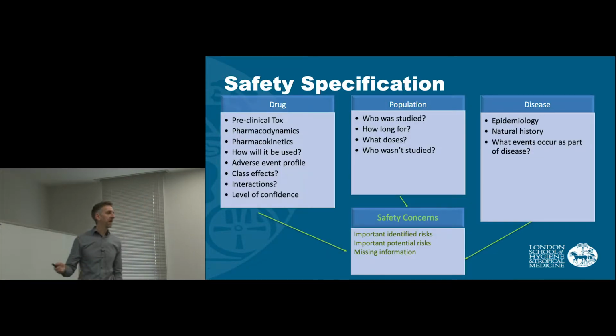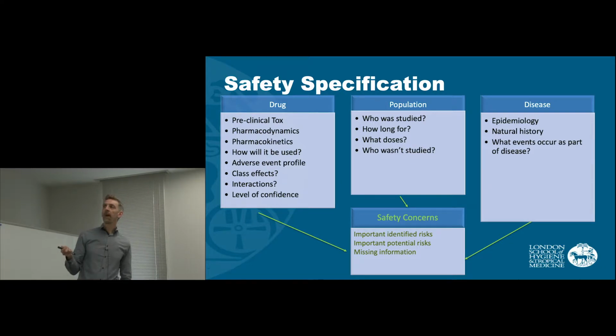So the safety specification, this I think is possibly one of the most important parts of the risk management plan at the point of licensing, because it puts together everything that we already know about the treatment. So it talks about all of the things that we found out in the preclinical toxicity testing. What do we know about pharmacodynamics and pharmacokinetics? And so there will be things that we can then think about because of that information, trying to guess what might the effects of the medication be.